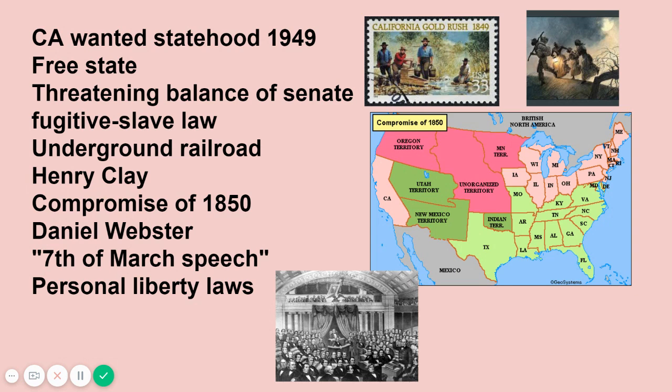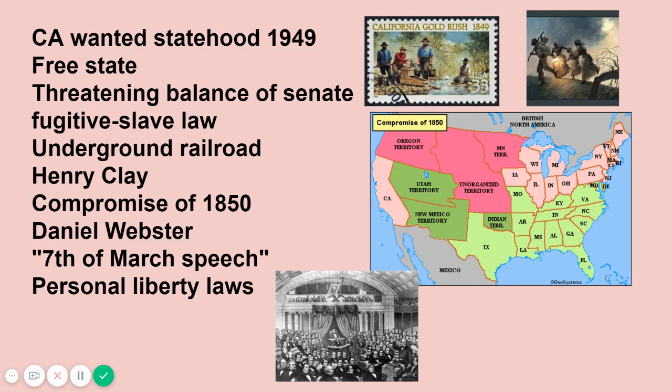So, trying to find an answer to both of these dilemmas on both sides came Henry Clay, the great compromiser. Remember, he did a compromise over tariffs. He did the compromise over Missouri. Well, he's going to propose one concerning California. It's called the Compromise of 1850.